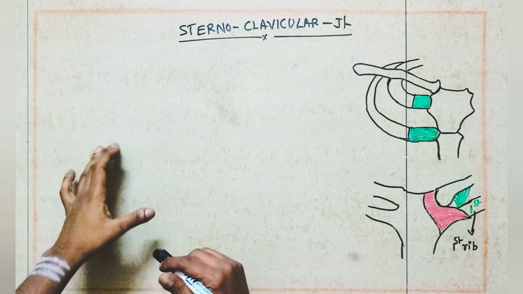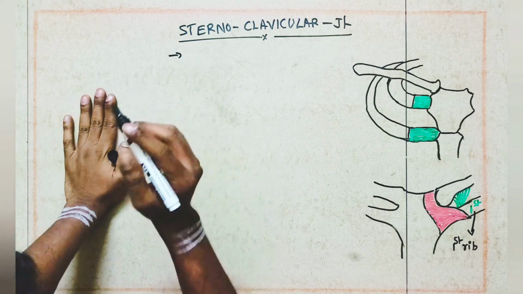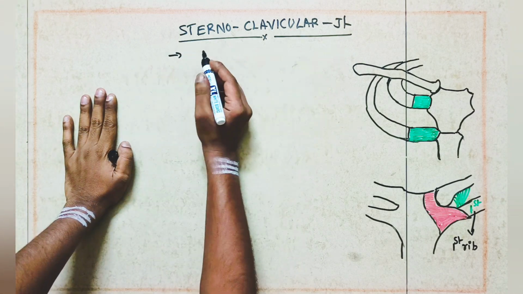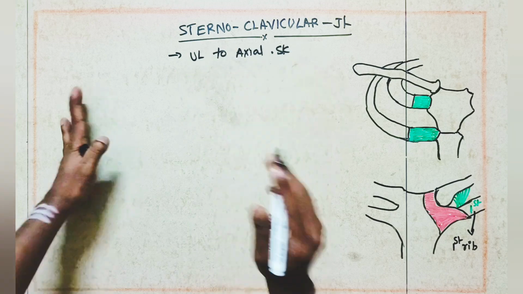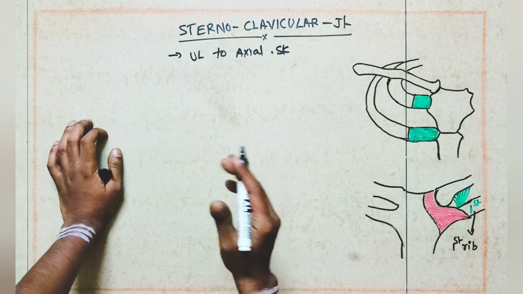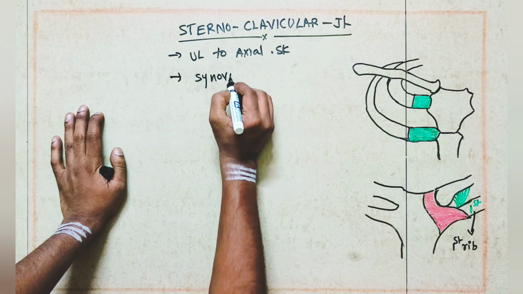This is about the sternoclavicular joint. It is a very important joint in the shoulder complex. The sternoclavicular joint connects the entire upper limb to the axial skeleton. We saw this point in recent classes. Now we'll see that the sternoclavicular joint is a synovial joint.